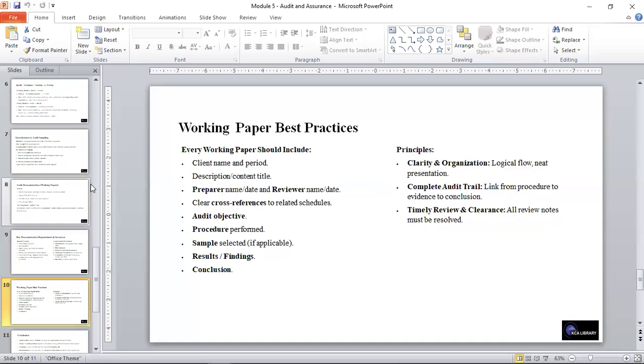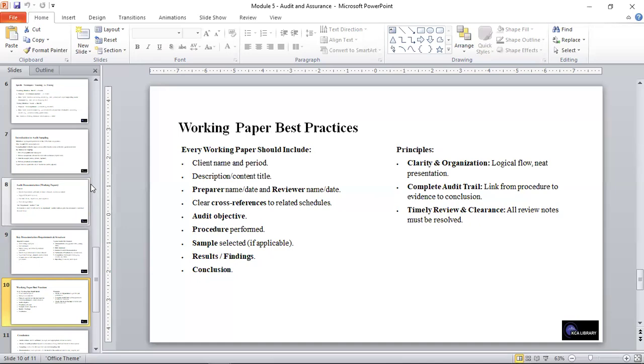For working paper best practice, every working paper should include the following: client's name and period, description or context title, preparer's name and date, and reviewer's name and date. And there is need for clear cross-reference to related schedules, audit objective, procedure performed, sample selected if applicable, and results of findings and conclusion. These are very important in a working paper.